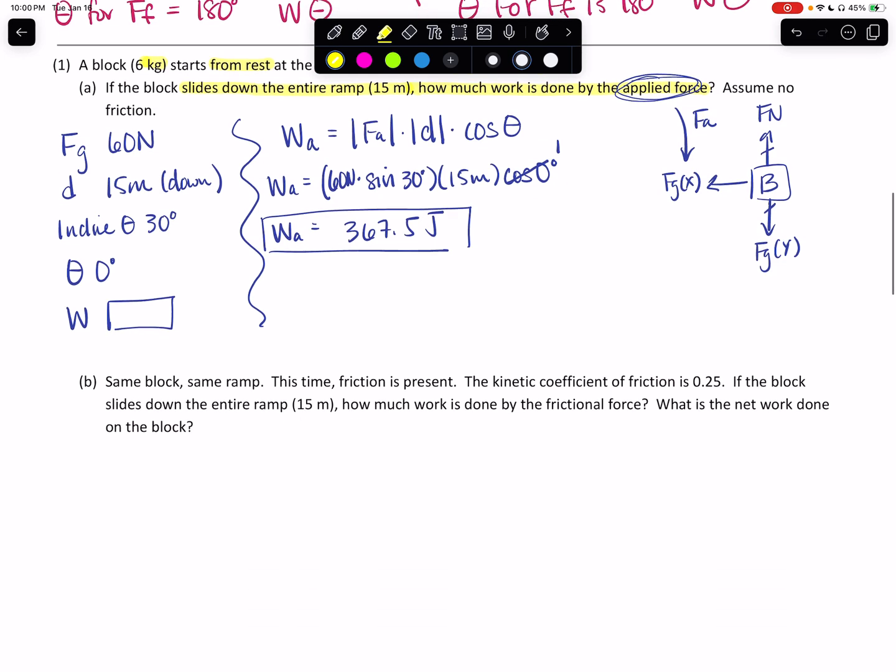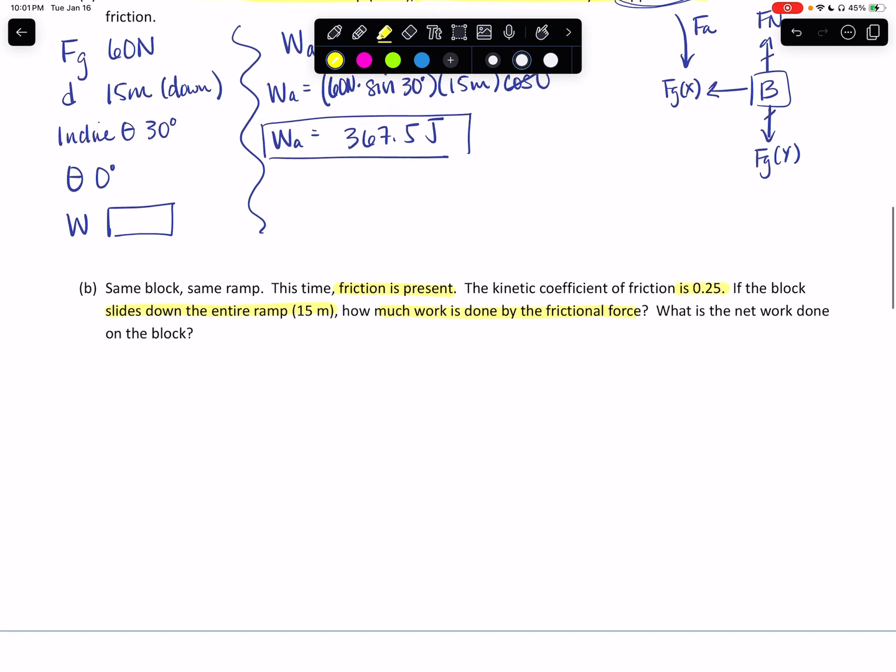All right, so let's look down at part B. Same block, same ramp. This time, friction is present. The kinetic coefficient of friction is 0.25. If the block slides down the entire ramp, how much work is being done by the frictional force? And then what is the net work that's being done?